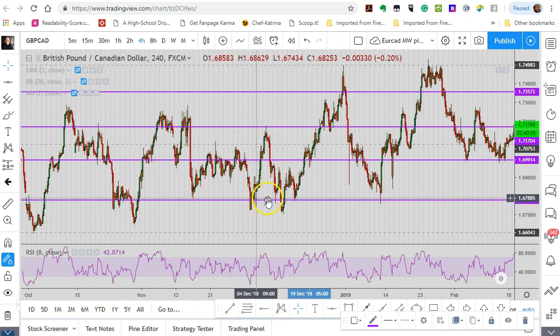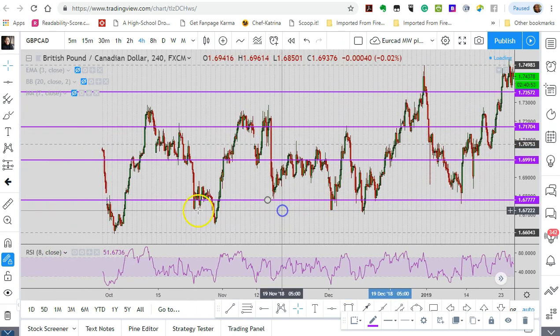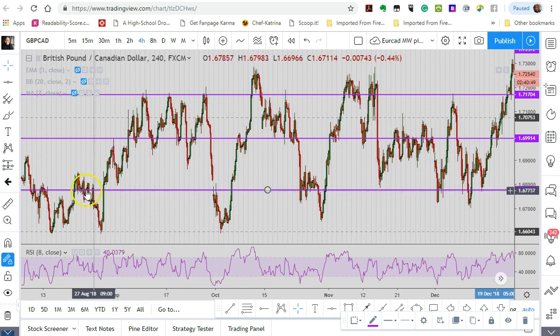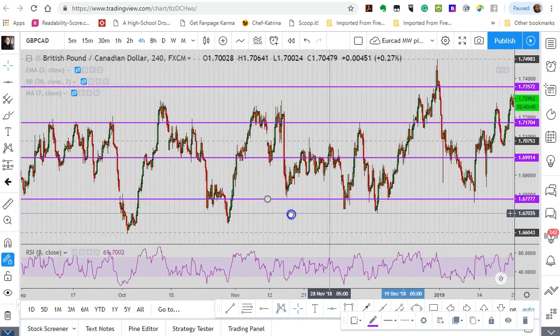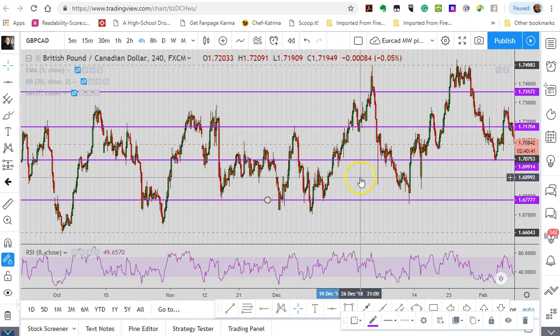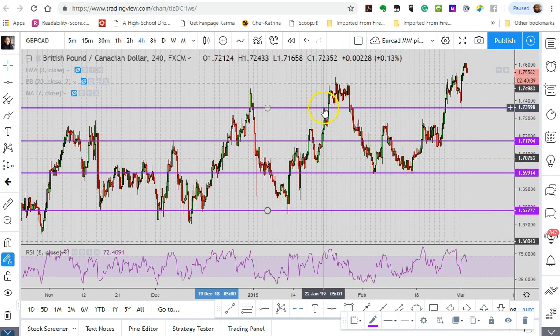Support, support, support, support. Resistance. Resistance, resistance. See what I mean? When it's tested, it has both. That means that is a solid support resistance area. Okay? So now you see I've marked up just 1, 2, 3, 4 areas for the 4 hour right here.